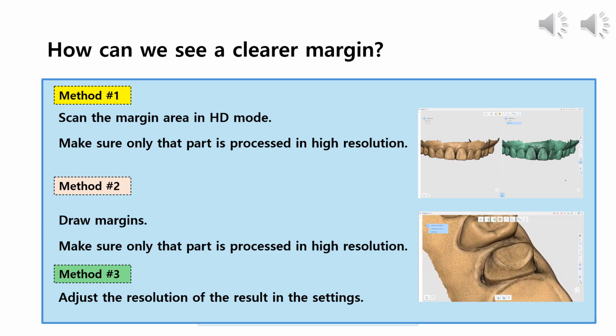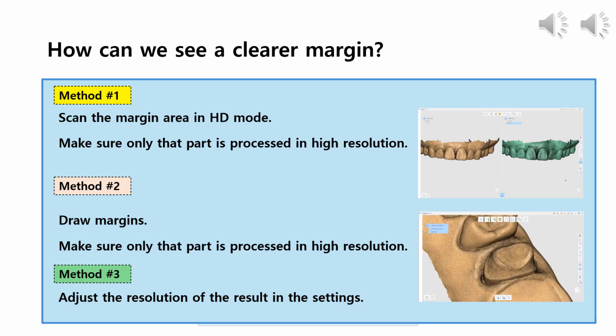We all know that HD mode is recommended when scanning margin areas. The difference is that, as you can see on the screen now, the margin area is processed separately in high resolution. In the second method, we first set the margin we want to specify through the margin line creation function. And then, it also goes through a separate high-resolution processing.